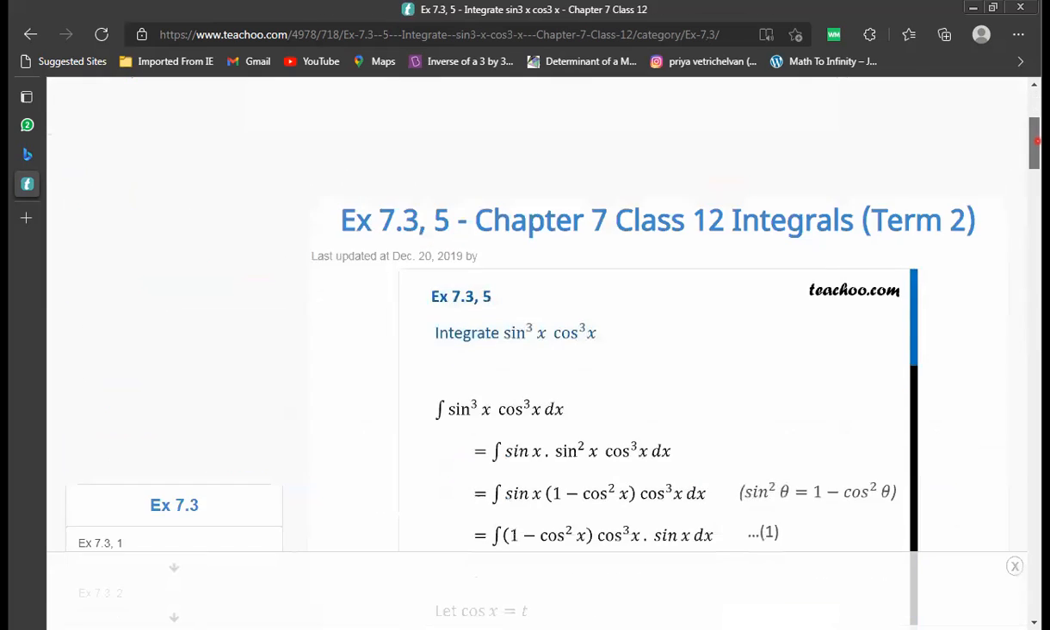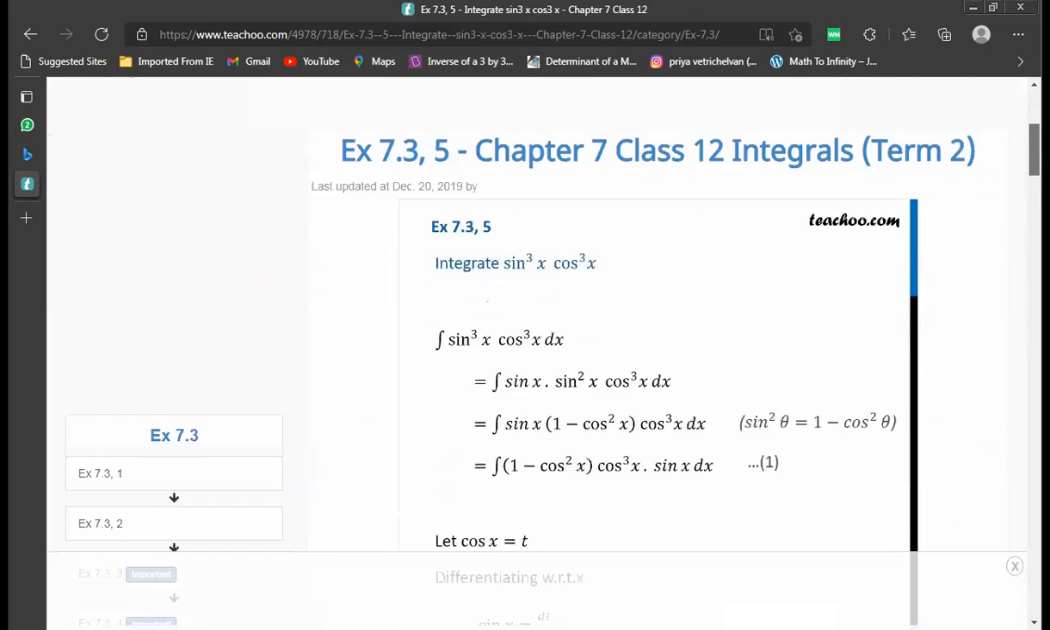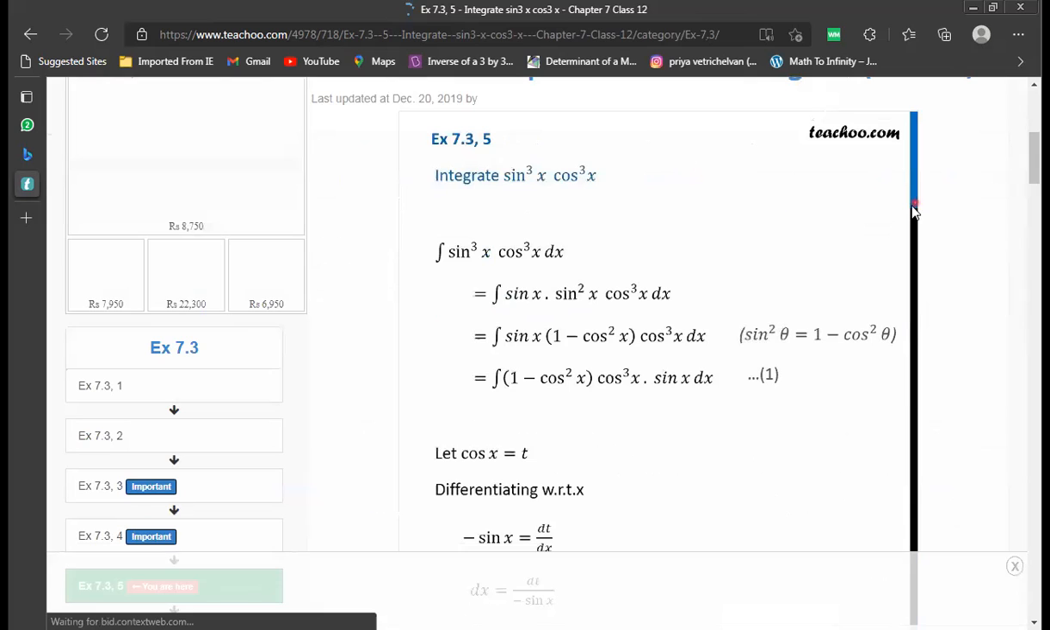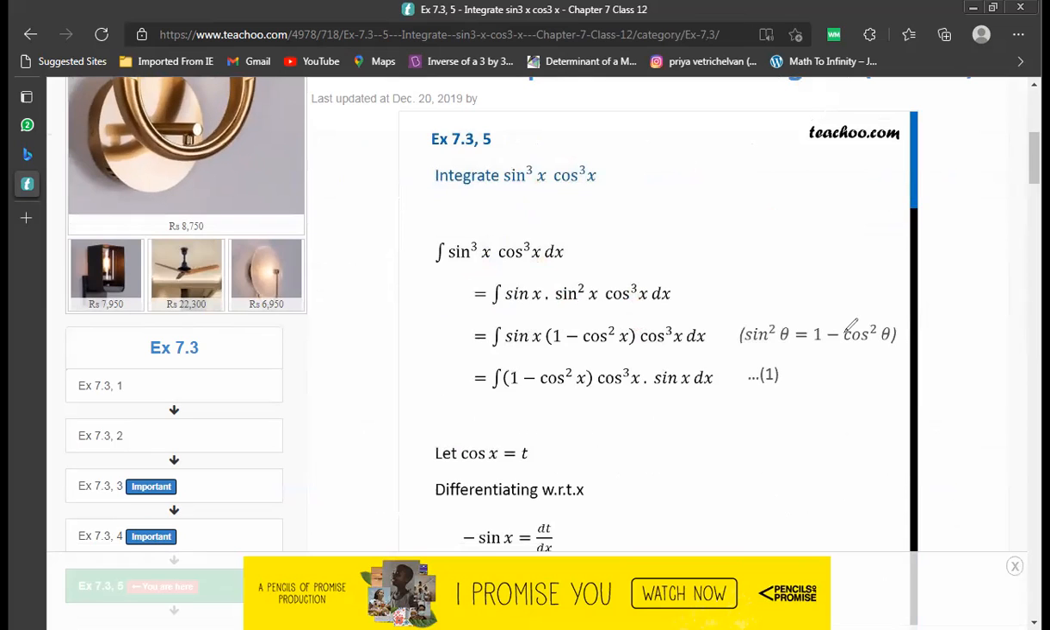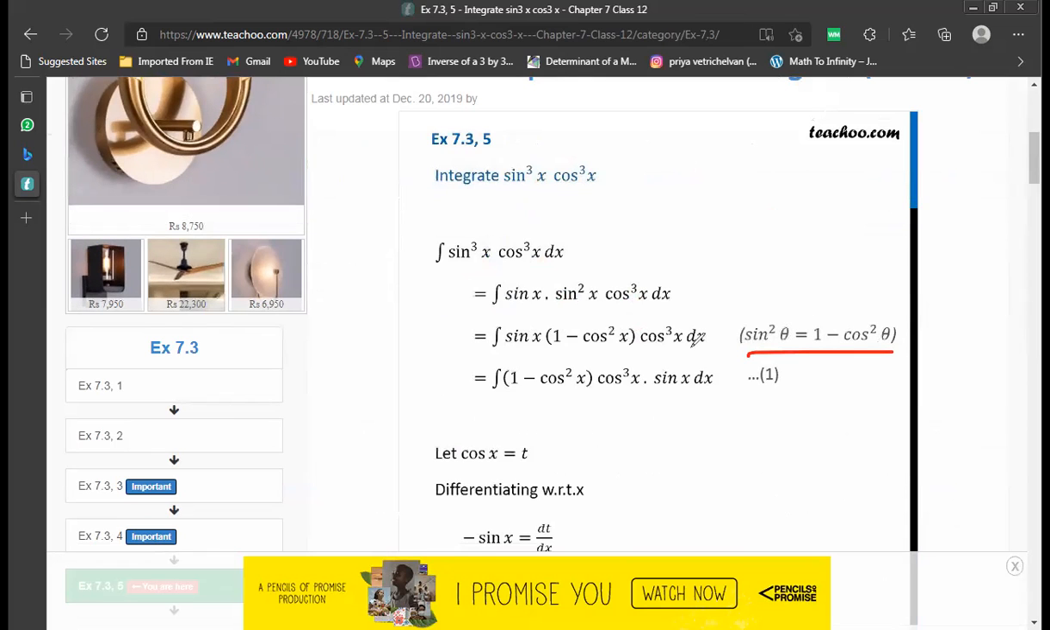Sin cube x cos cube x. Here we are going to use the very simple identity. Before we have used 3 sin theta minus sin 3 theta by 4. We don't have to use that big formula over here. Just rewrite sin cube x as sin x into sin square x and cos cube x as cos cube x itself. You know, sin square theta plus cos square theta will give you 1. So sin square theta can be written as 1 minus cos square theta. So now we have changed the question as 1 minus cos square x into cos cube x into sin x dx. So with this, we will be able to apply the substitution method.